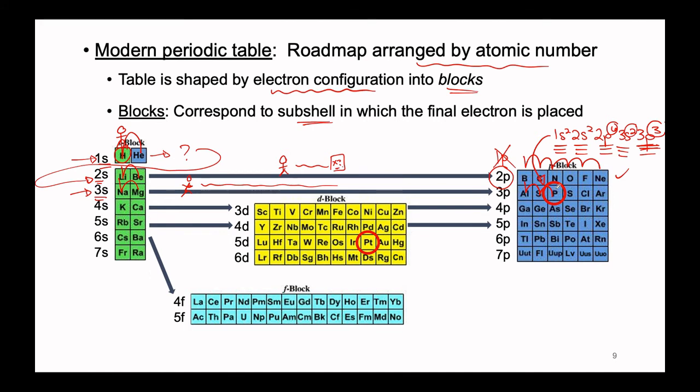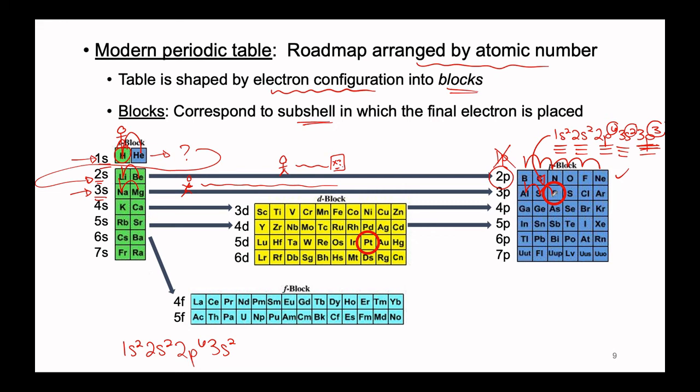We are currently in phosphorus. Our new goal is to get to platinum, which is this element that is circled down below in the D block. It's going to be a pretty long journey, so in fact I'm going to rewrite my electron configuration so far down below just to make sure I have space for everything. 1s2, 2s2, 2p6, 3s2, and we are currently in 3p3.